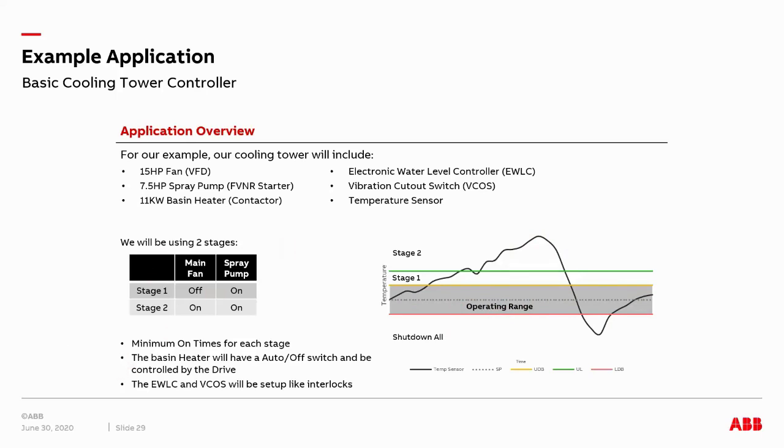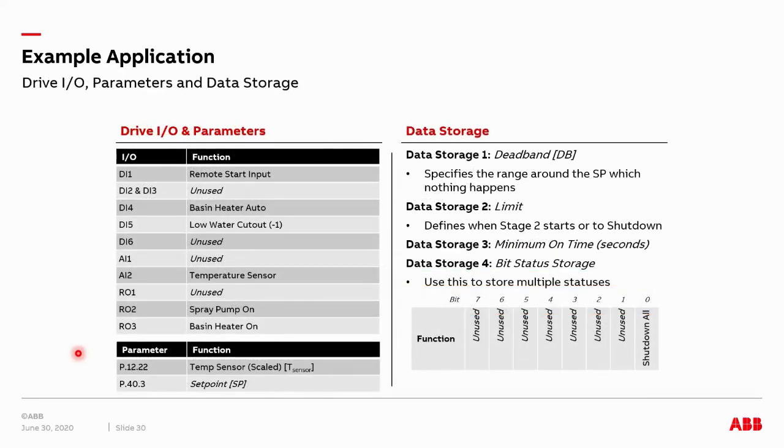So I broke this down a little bit further for everybody. I looked at all of our different I/O and spelled out exactly what we were trying to do here, looked at some of the different parameters that we had available to us, and then I also started defining some of our data storage so that we didn't utilize what's not available on the drive. In this case, I have 4 data storage items on an ACH580, so I'm going to utilize all 4 of them to accomplish this program.